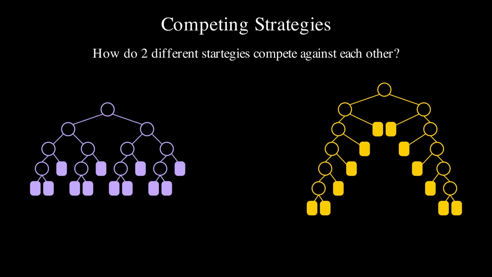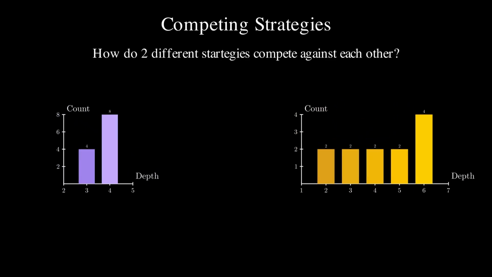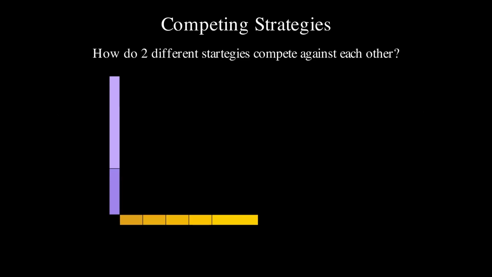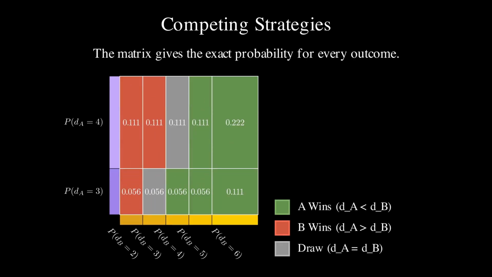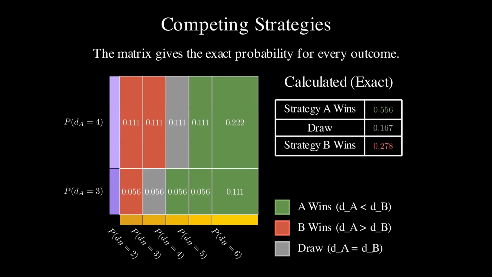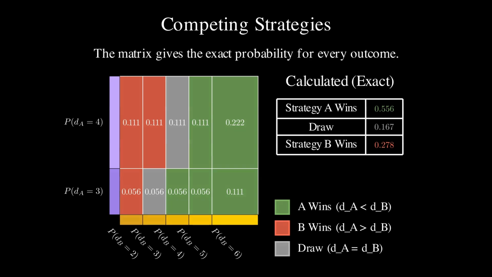We want to answer a fundamental question. How do two different strategies compete against each other? Specifically, what are the exact probabilities of win, loss, and draw? To answer it, let's first convert the trees into depth histograms. These are then combined to form a 2D probability space. Within this space, specific regions correspond to win, loss, and draw outcomes, with the area of each region representing its probability. The outcomes can be seen on the screen.